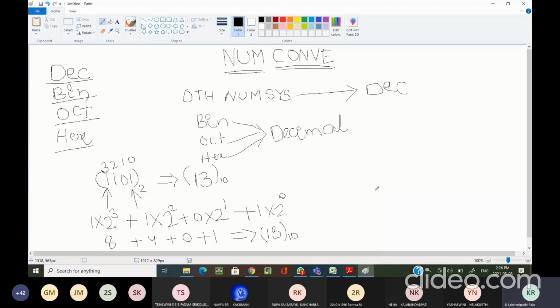Now you can do one more problem. I am not doing it, you can do. I will give you the number 110110 of base 2. Convert this into decimal. I want answers from your side. You can do it in your notebook, and please tell me the answer after finishing.